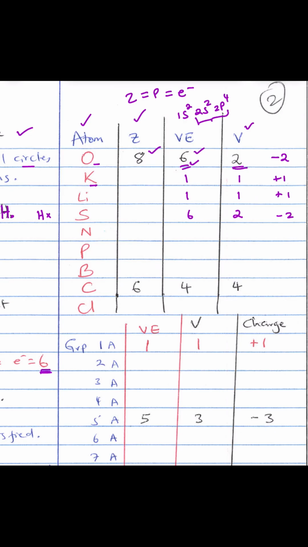Nitrogen is in group 5. That means you have 5 valence electrons, and because you have 5, you need 3 more to form an octet, and therefore to form 3 bonds, and you end up with a charge of -3.